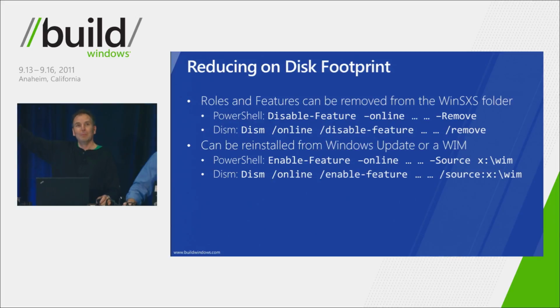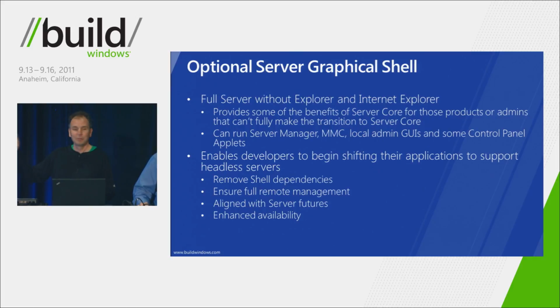So, administrators will really want to take advantage of this because they'll be able to minimize the disk space. Going down and removing the shell and IE doesn't necessarily save a lot of disk space. It does save a little bit, but it does reduce the patching, as Jeffrey mentioned. So the optional server graphical shell, the minimal server interface, uninstalls Explorer.exe and Internet Explorer and its associated files. As I mentioned, you can still run Server Manager and MMC. There's also still a subset of the control panels available. And really what this does is enable developers to begin shifting towards server core and remote management.